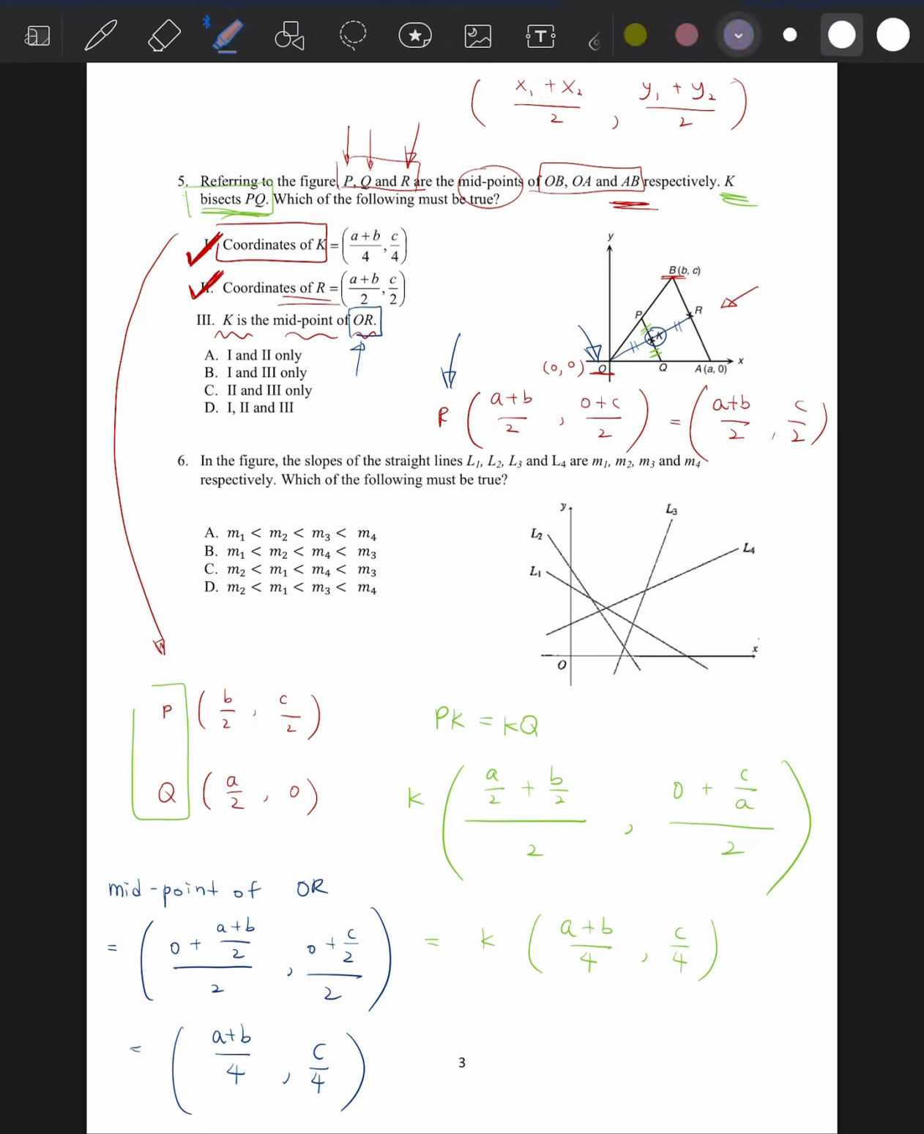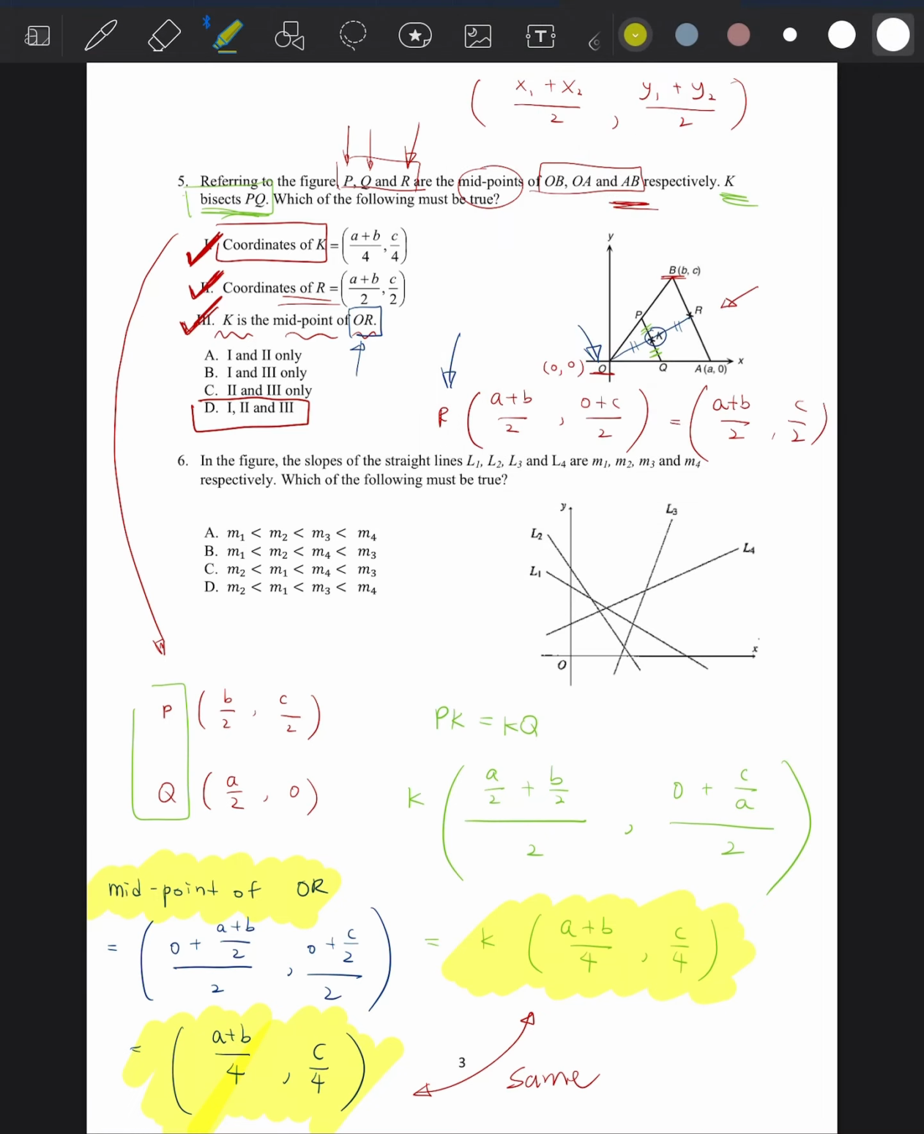So is K the midpoint? Just look at it. This is our midpoint of OR. And if we look at the coordinates of K, they are the same. So since they are the same, we can say that K is the midpoint of OR. So 1, 2, 3 is correct as well. So the answer will be D.